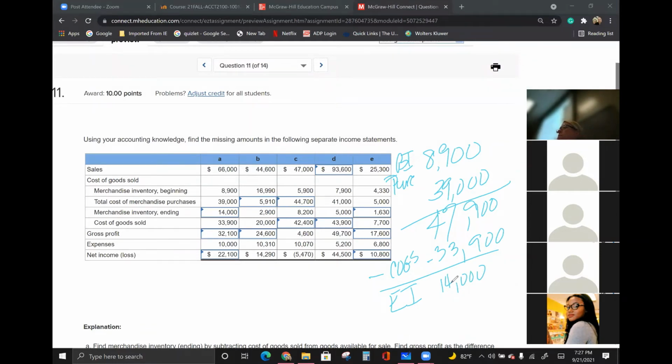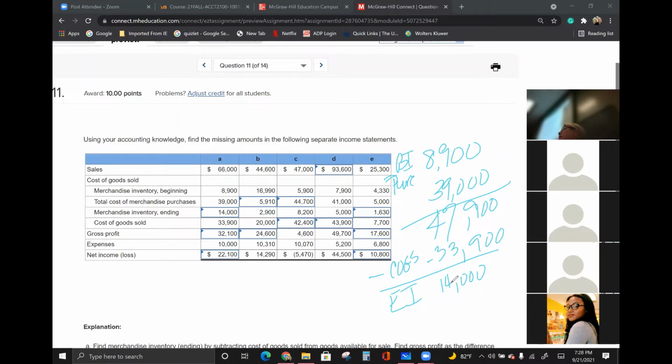Right. So I'm adding my cost of merchandise purchases to the beginning inventory. Yes. Beginning inventory plus purchases gives you what's available. Less your cost of goods gives you your ending inventory. That's what I mean. Less cost of goods equals ending inventory.